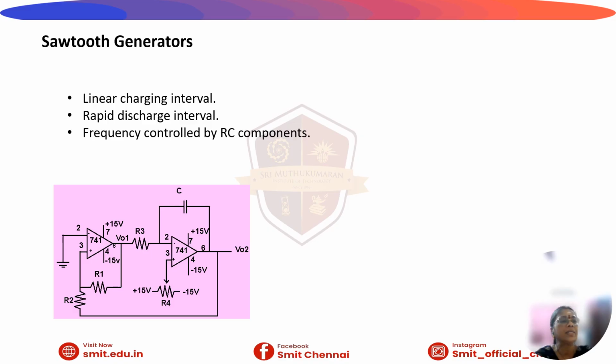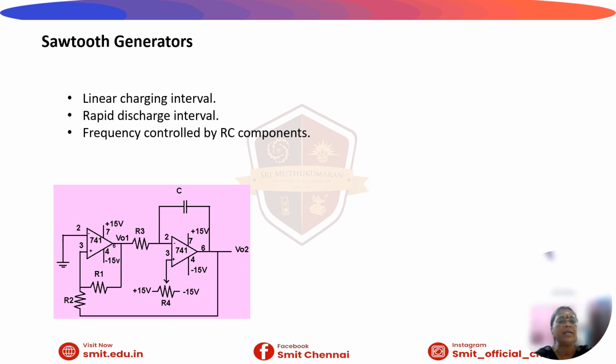For the ramp, a constant current source or resistor slowly charges the capacitor, creating a linear increase in the voltage. Once the voltage hits the specific threshold, a switch activates and quickly discharges the capacitor to reset the cycle.